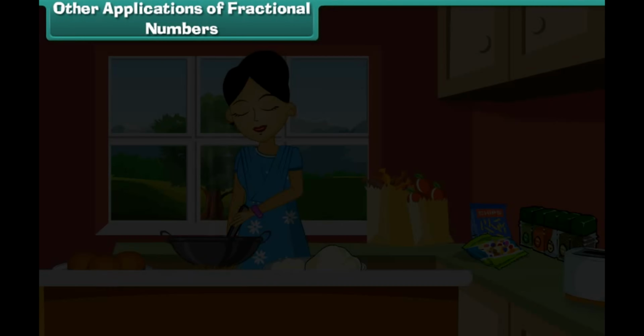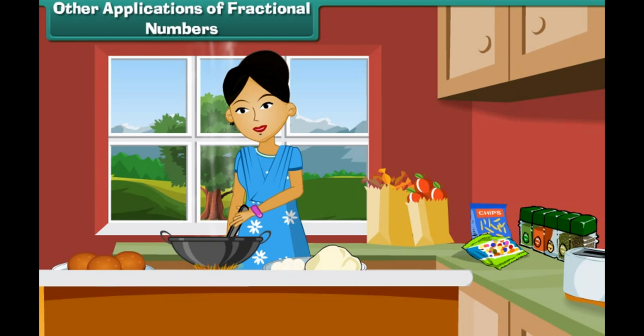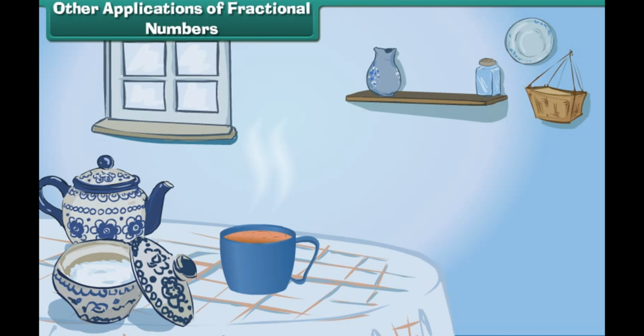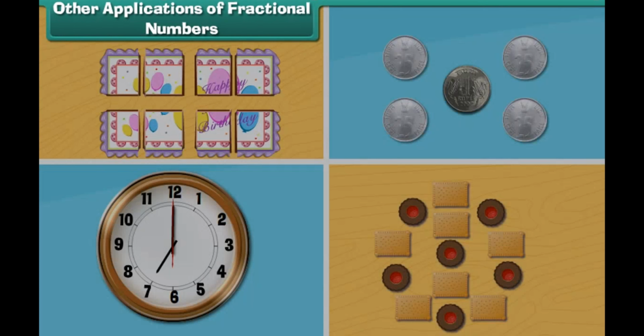Other than that, your mother also uses fractional numbers in her cooking recipes. How will you prepare 1 cup of tea for yourself? You will need half cup of water, isn't it? So you see, fractional numbers are everywhere and they are very helpful to us.